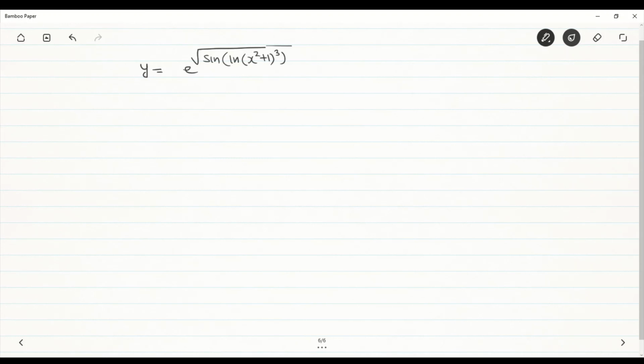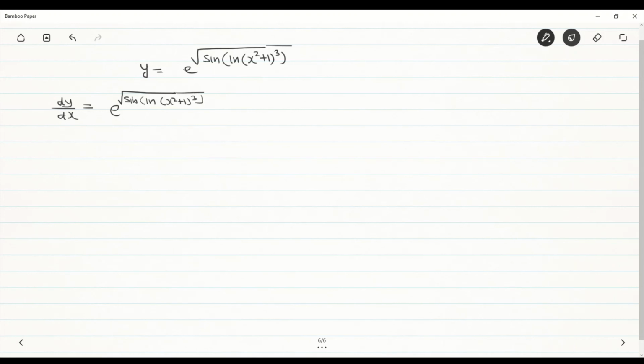It is y is equal to e raised to the power under root of sine of ln of (x square plus 1) whole cube. Here we will follow the chain rule, and I will write the answer directly: the derivative of the outer part and then into the derivative of the inner part. Right now it is like e raised to the power x type. We know that the derivative of e raised to the power x always remains the same. So it is still e raised to the power under root of sine of ln of (x square plus 1) cube.